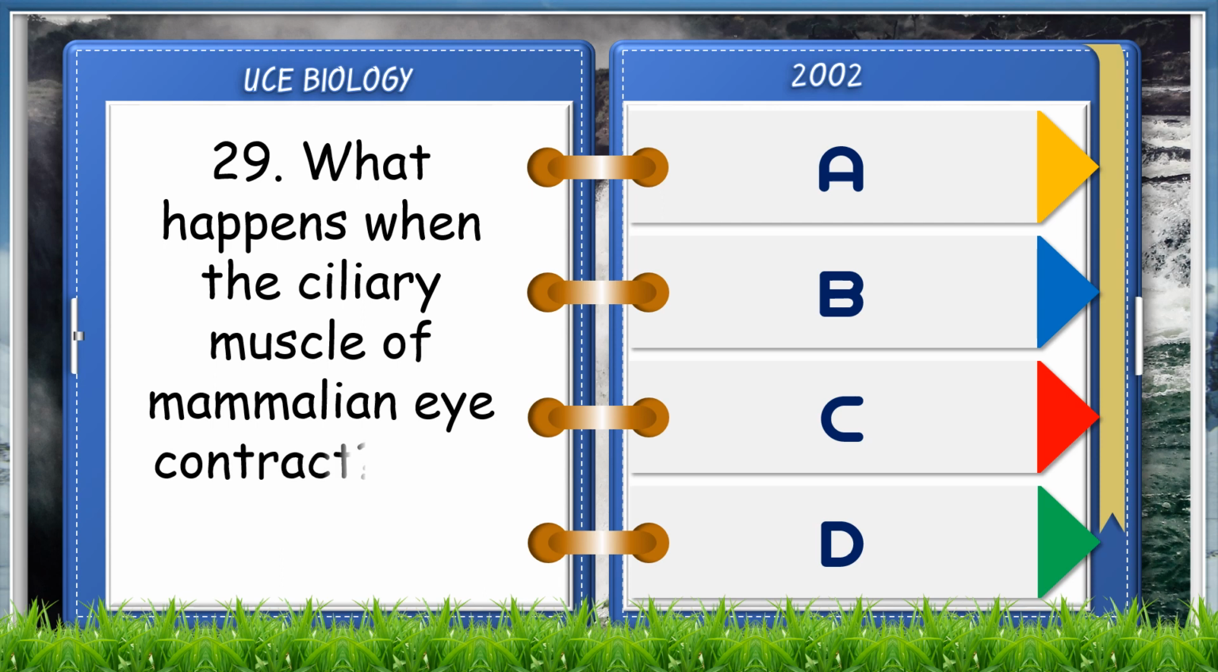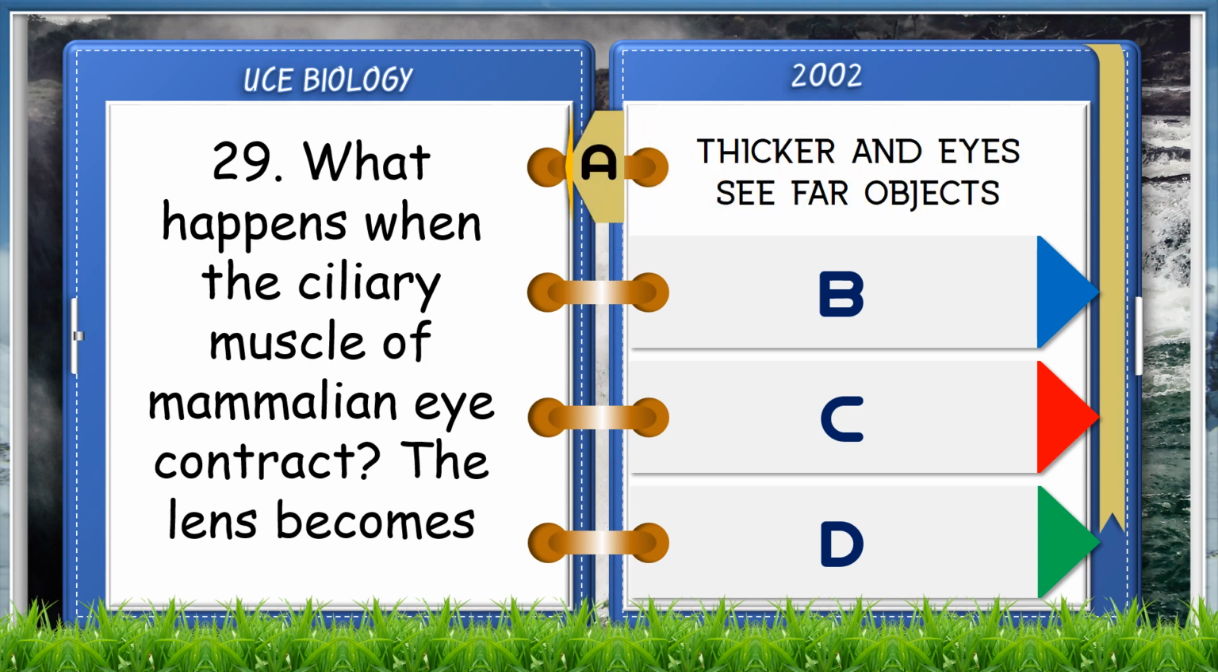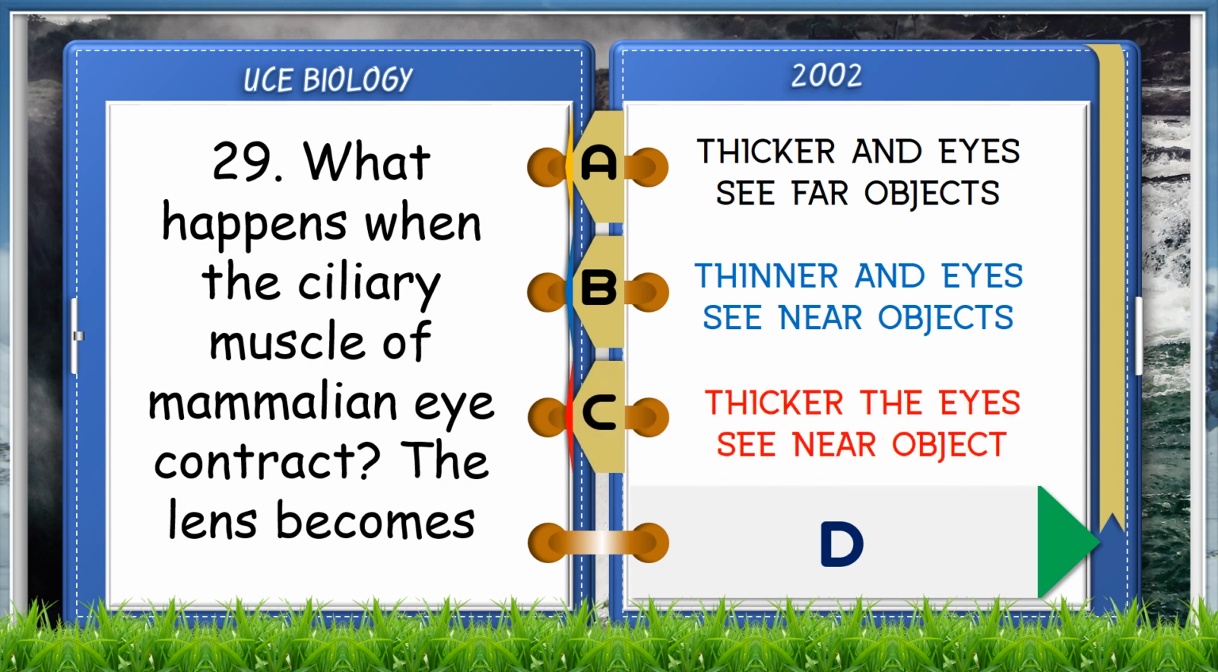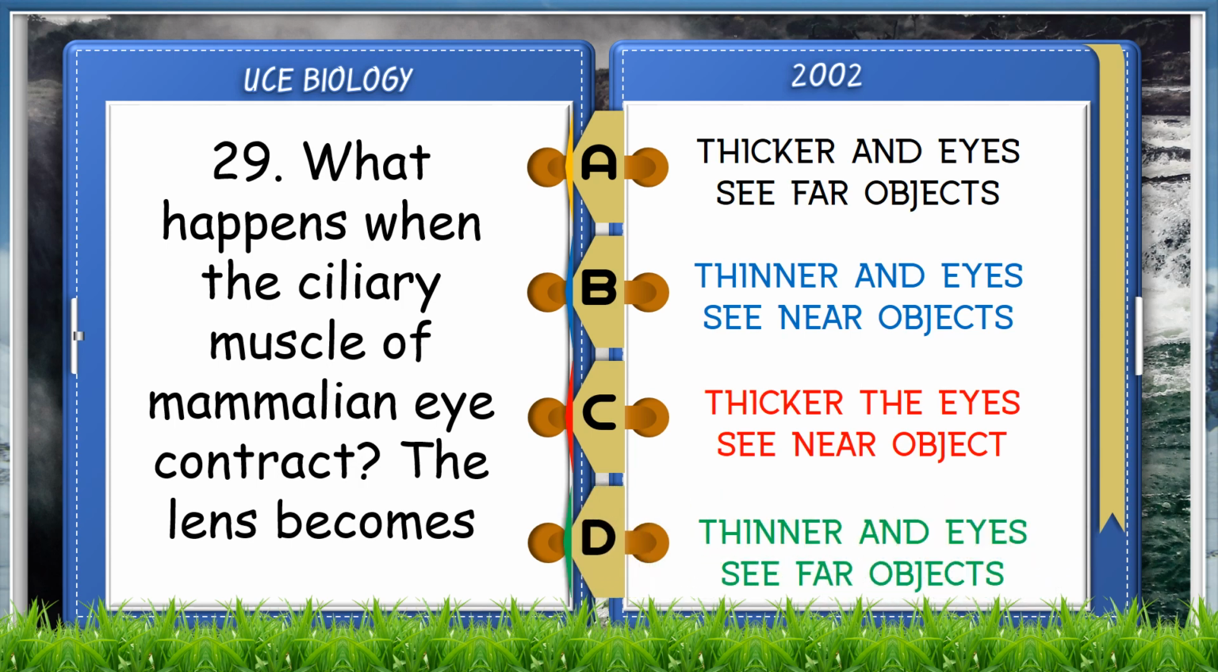What happens when the ciliary muscle of the mammalian eye contracts? The lens becomes A. Thicker and the eyes see far objects. B. Thinner and the eyes see near objects. C. Thicker and the eyes see near objects. D. Thinner and the eyes see far objects. The answer is C. Thicker and the eyes see near objects.